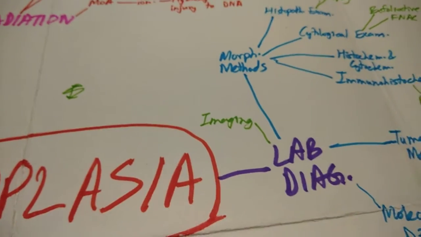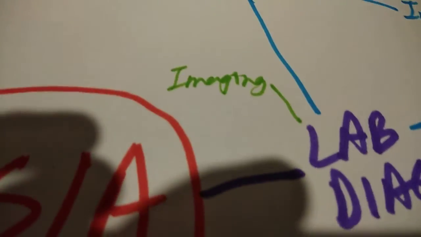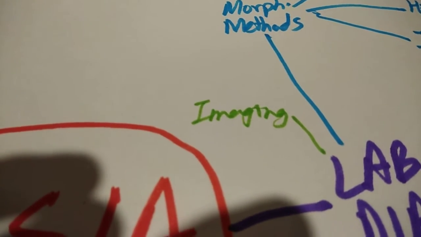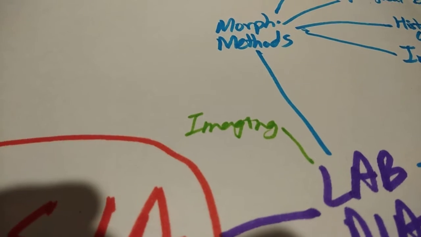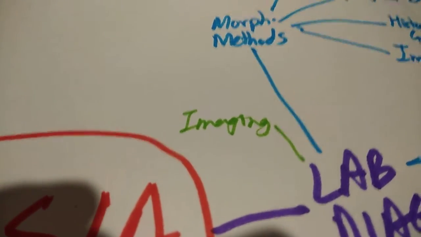Now that we're done with carcinogenesis, let's look at laboratory diagnosis. How do you diagnose cancer from a lab perspective? First of all, there's imaging, where you can have your X-rays, your MRIs, and your CTs. And of late, the latest one is PET scans, and you can also use ultrasound from the OPD perspective.